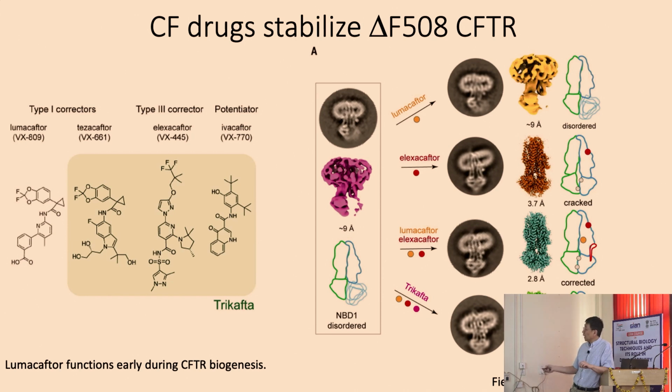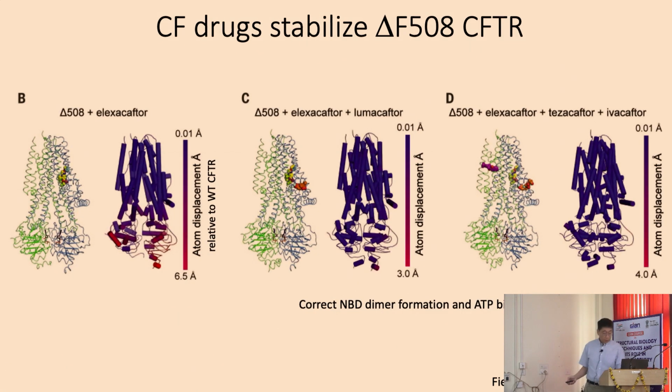If you treat with tezacaftor, I'll show you, it gets even better. And that's why this triple combination is used for treating CF. And then compounds bind to different places on the surface. So each one of these circles represents a compound binding to different places on the receptor. This is the transmembrane region. So that's shown again right here.